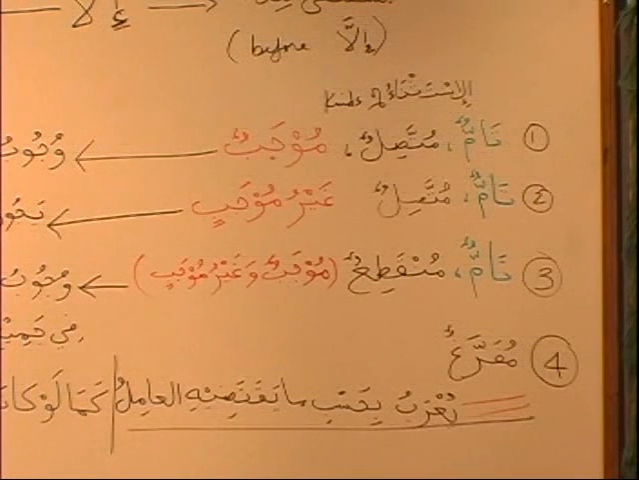But that's not what we are looking for. We are only removing illa for the time being, brothers and sisters, to figure out the i'rab. Once you figure out the i'rab, put back the illa in its proper place. Got the idea? This is another way of looking at the i'rab of mustasna. But as I said, if we look to the context of the sentence, we will, inshallah, figure it out.